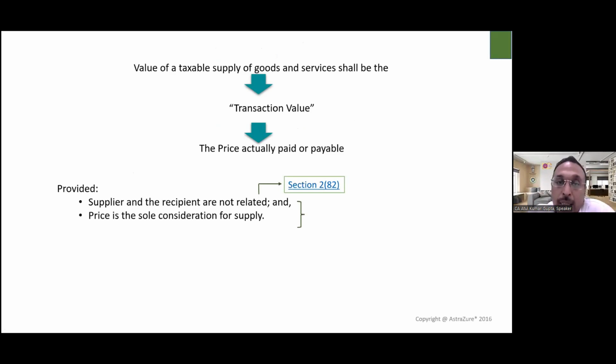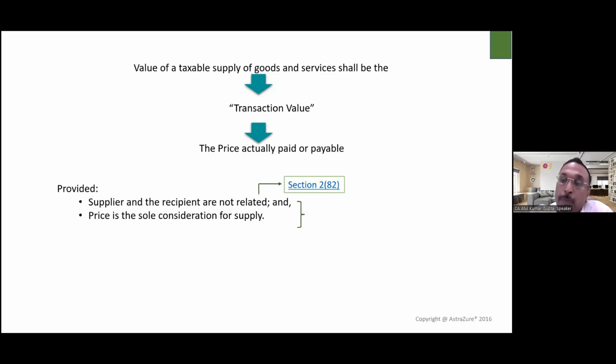Number one, the supplier and recipient are not related parties, and the price is the sole consideration. Meaning thereby, if A and B are related persons, then whatever value they give to each other will be subject to scrutiny. Or if the price is not the sole consideration, meaning there is a consideration flowing in kind as well, maybe a barter transaction. So except in these two cases, whatever value you charge is acceptable.